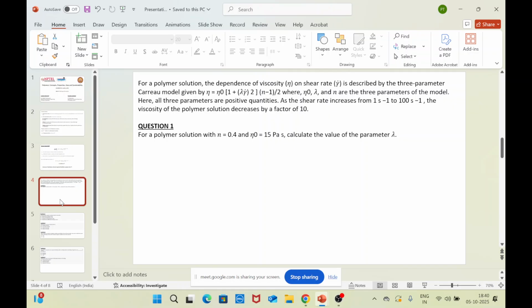As the shear rate increases from 1 to 100 per second, the viscosity of the polymer solution decreases by a factor of 10. For a polymer solution with n value as 0.4 and eta naught as 15 pascal second, calculate the value of the lambda parameter.